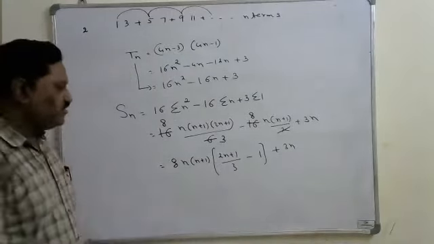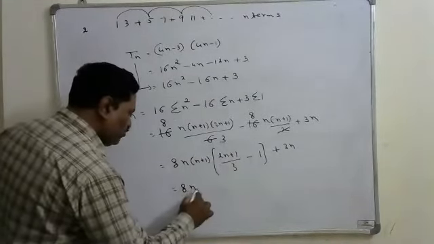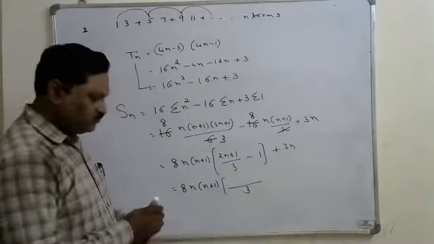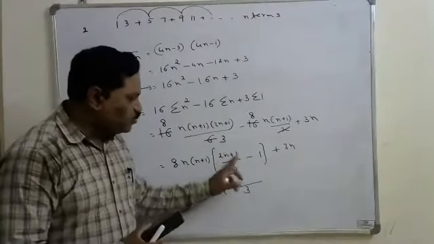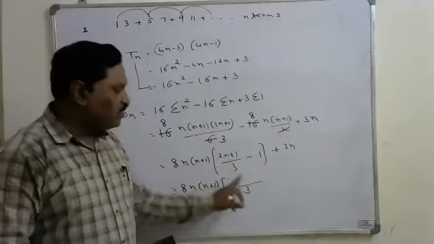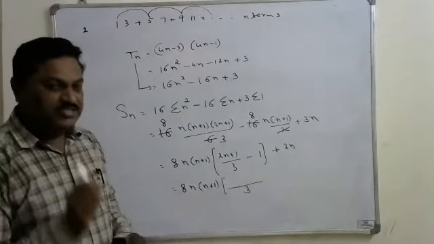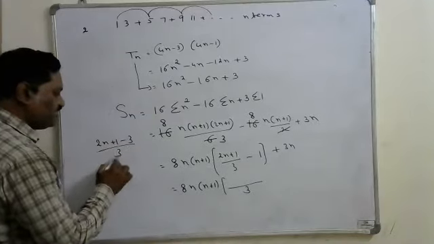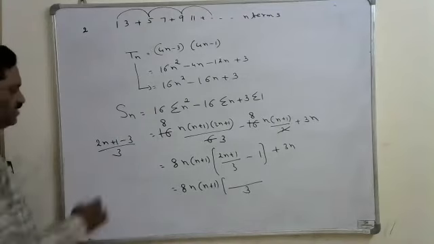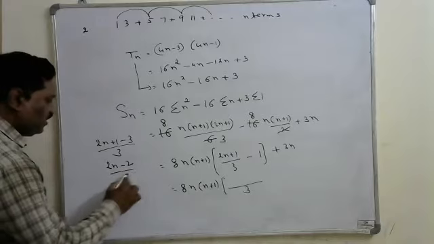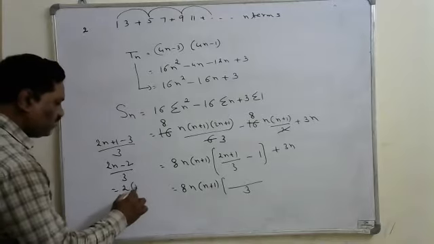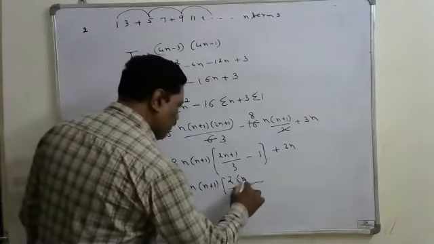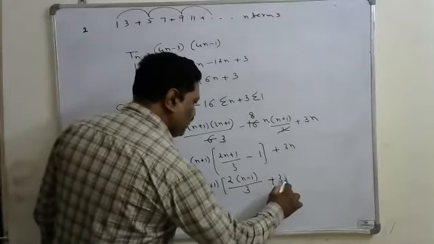First we will simplify this. It is 8 into n plus 1. If you take the LCM here, LCM is 3. So it is 2n plus 1 minus 3, that is 2n minus 2, because here we are getting 2n plus 1 minus 3 by 3 after taking the LCM. So 2n plus 1 minus 3 means that is 2n minus 2 by 3. From the numerator, you can take the 2 common, which is n minus 1 by 3. That's why this is 2 into n minus 1 by 3 plus 3n.